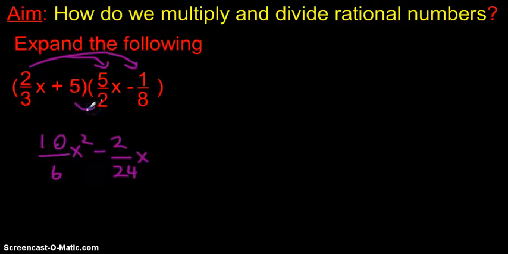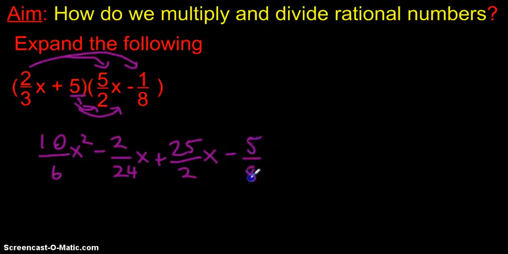Now we're going to multiply the 5 by both of these. Remember, 5 is 5 over 1. So multiplying here we get 25 halves x. 25 halves x is positive. Let me write that a little more clearly. So it's positive 25 halves x. And 5 times negative 1/8 is negative 5/8. Alright, now we have to combine these two terms because they're the same. They have the same variables, so they're like terms.